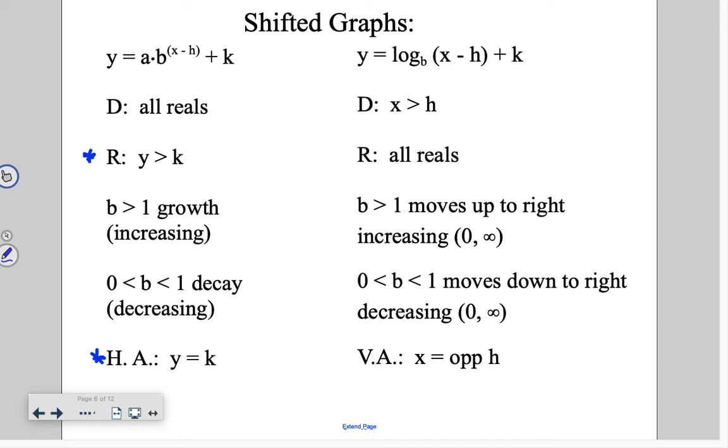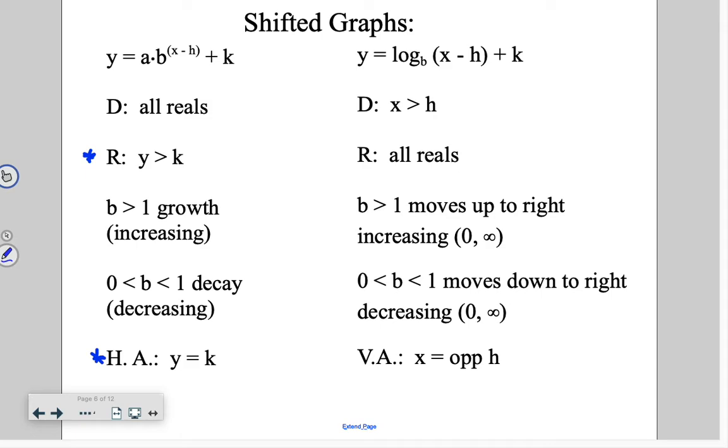So our domain, as we move things left or right, is going to shift left or right. Normally it's at x is greater than 0. It's to the right of the y-axis. But if I shift it 2 to the right, well, now x has got to be greater than 2. It's got to stay to the right of that vertical asymptote. Range is all real numbers. Just like domain was all real numbers with exponential, range is always all real numbers.